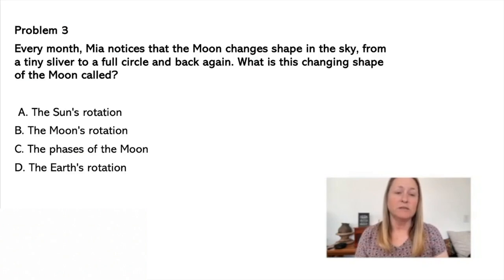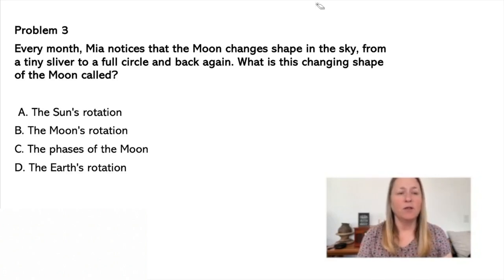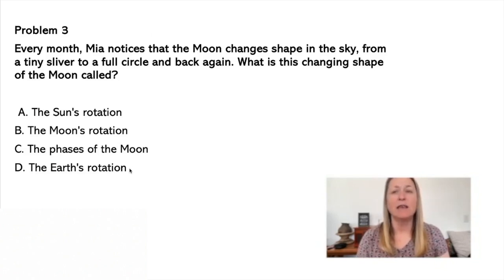Every month, Mia notices that the moon changes shape in the sky, from a tiny sliver to a full circle and back again. What is this changing shape of the moon called? So what we're going to do here is, again, go through the process of elimination. Option A, the sun's rotation, and option D, the Earth's rotation, affect day and night, but not the changing shapes of the moon. Option B, the moon's rotation, is a process that happens, but it doesn't directly explain why we see different shapes of the moon on Earth.